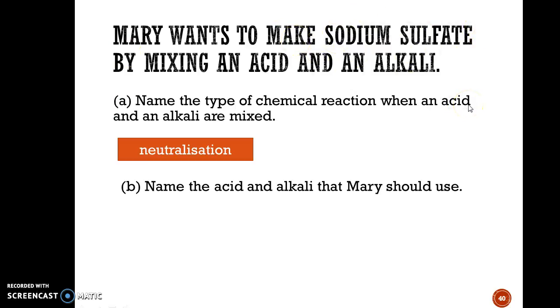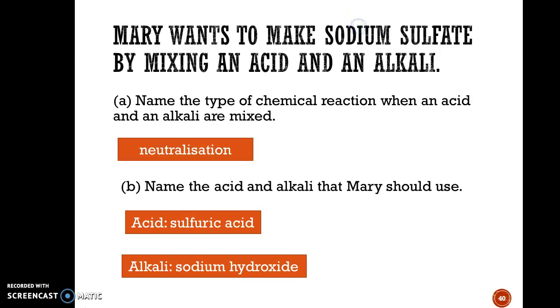How do I know what acid to use and what alkali to use? Remember just now I mentioned the second part tells you the acid. So sulfate comes from sulfuric acid. Then sodium itself will come from the alkaline. And remember, all alkalines end with hydroxide. So the alkaline used is sodium hydroxide. I'm going to give you another 10 more seconds to copy this down if you need to.